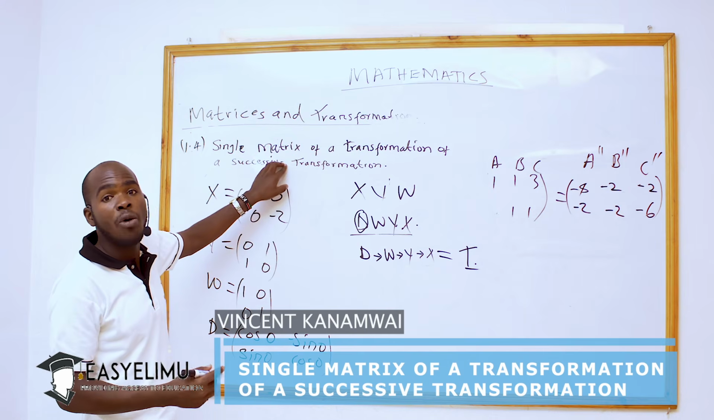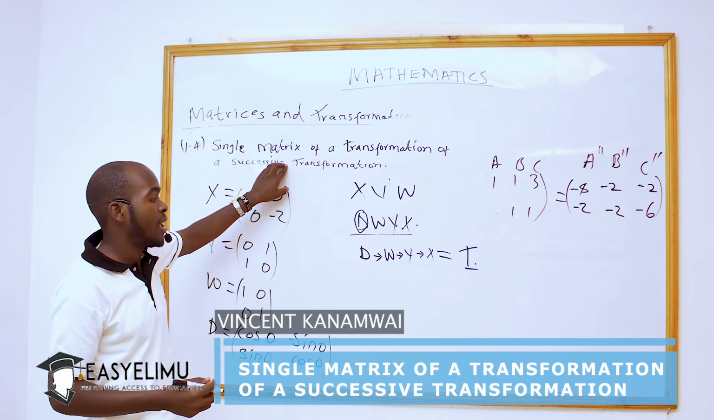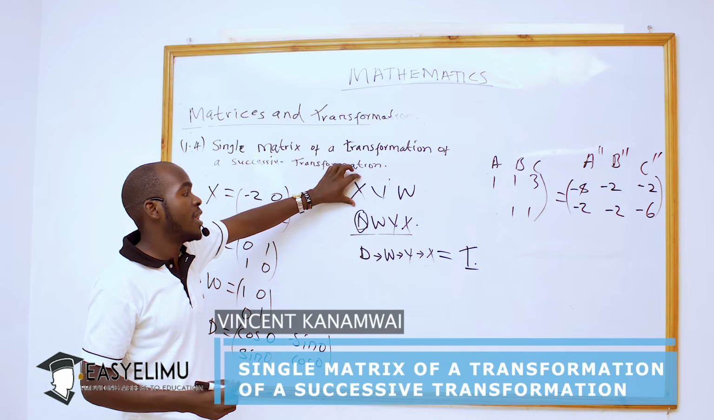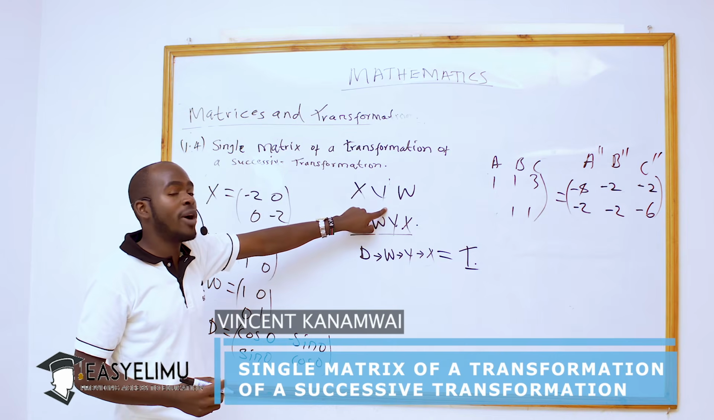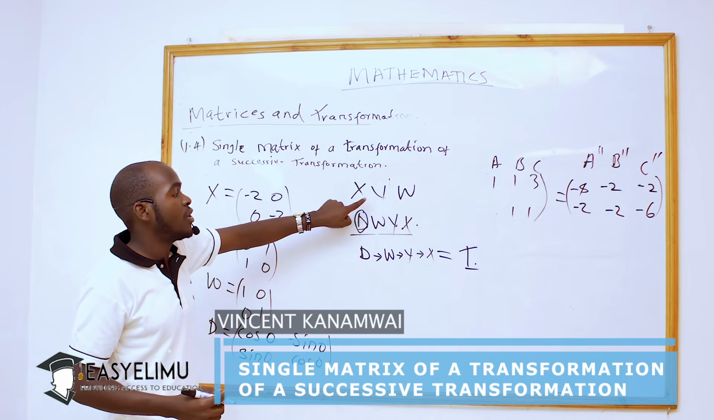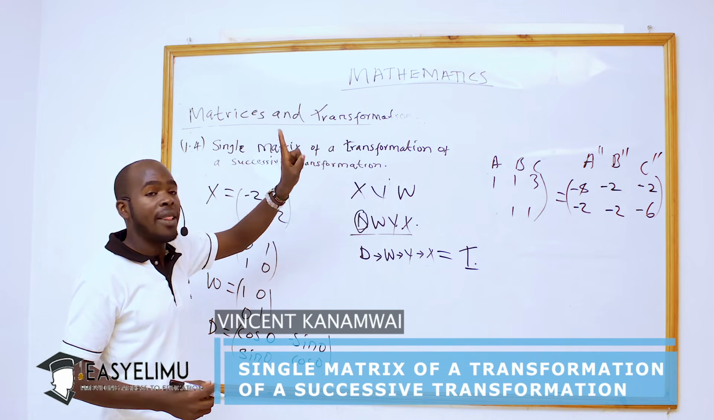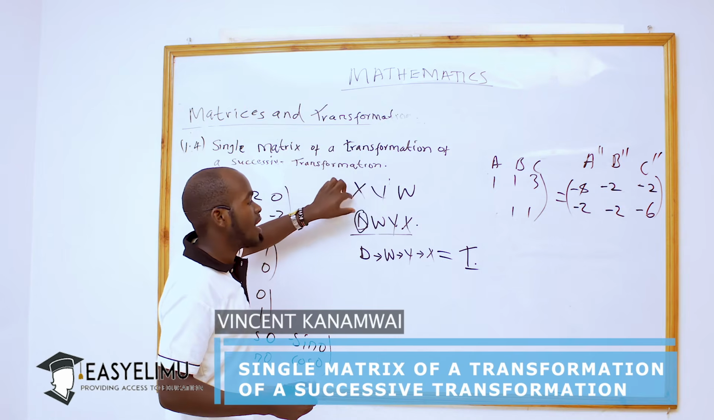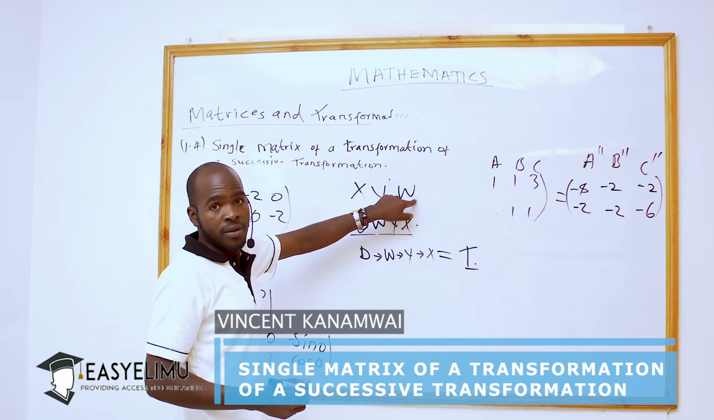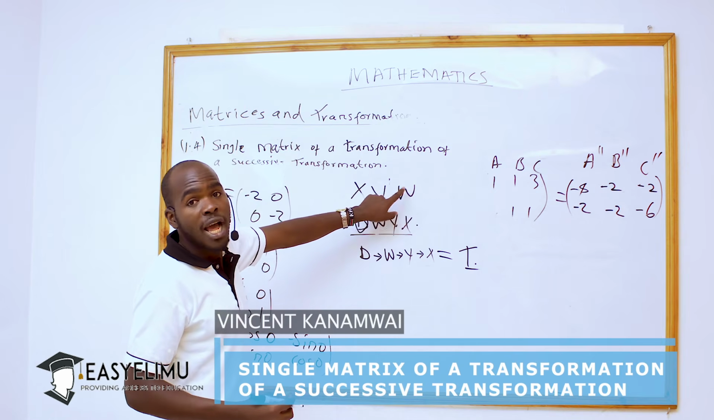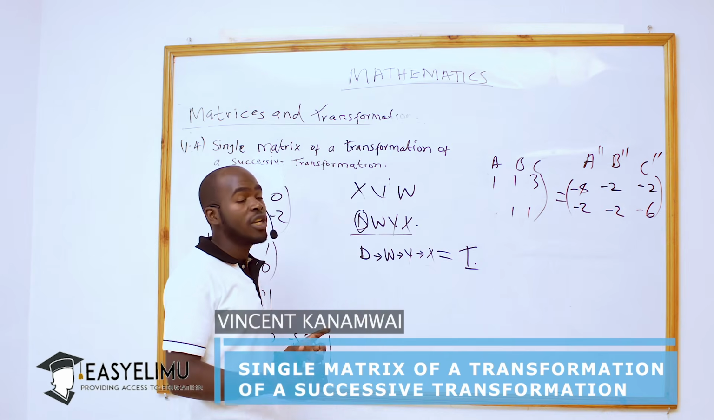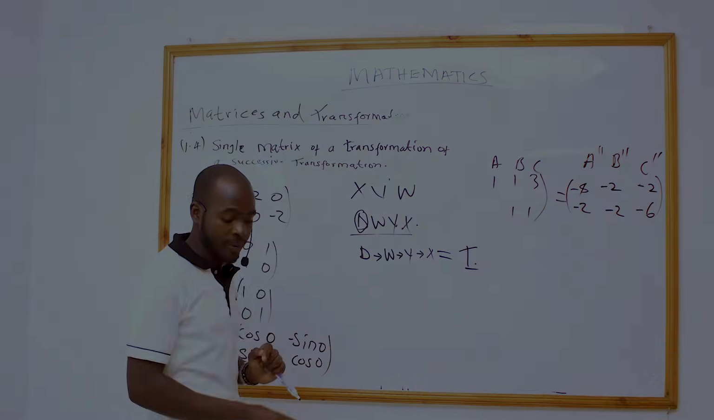It doesn't matter how many matrices you have been given. Any can work together in the same way. You take this one, multiply by this, then multiply the result of this by this, W. Now you will have found a single matrix of transformation.